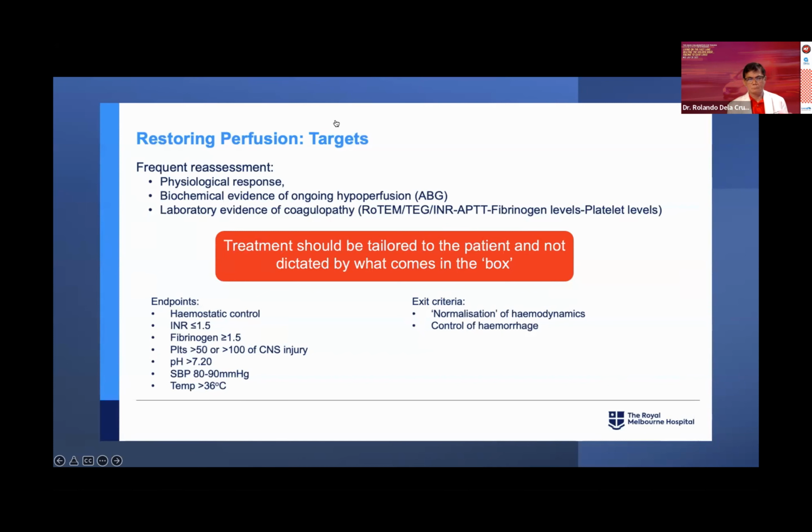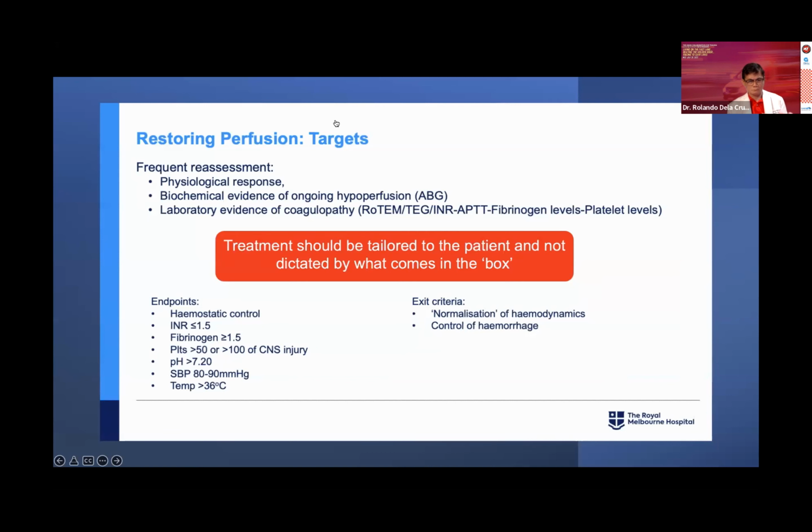This is particularly important if it appears that the patient has a coagulopathy, where the early infusion of FFP, cryoprecipitate, platelets and TXA could be quite beneficial. I have listed some of the endpoints and exit criteria there. This is a guide only.